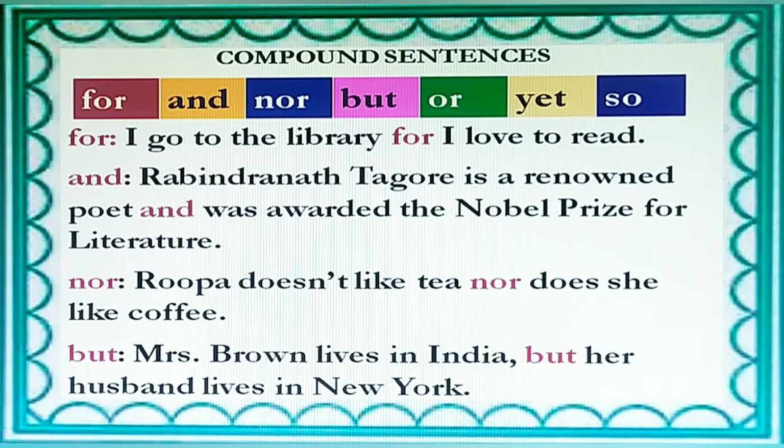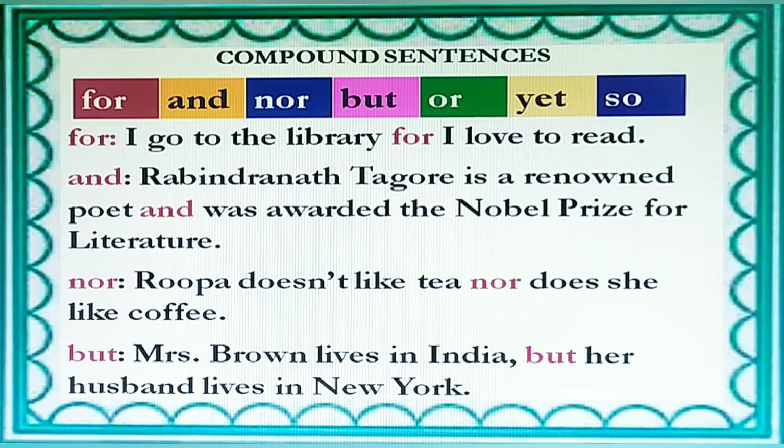First one is, I go to the library for I love to read. Here there are two sentences: I go to the library, I love to read. Both the sentences are joined together using the conjunction for. Next is and. Rabindranath Tagore is a renowned poet and was awarded the Nobel Prize for Literature. Here two sentences are joined with the conjunction and.